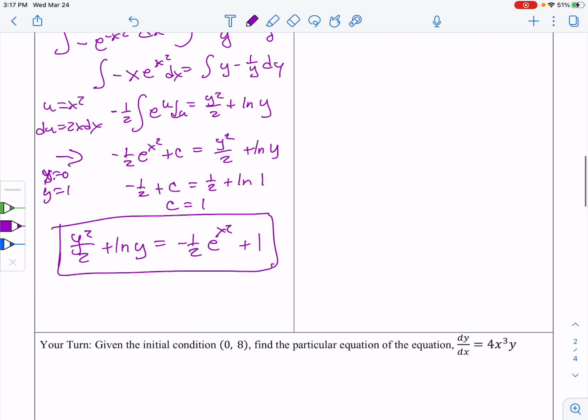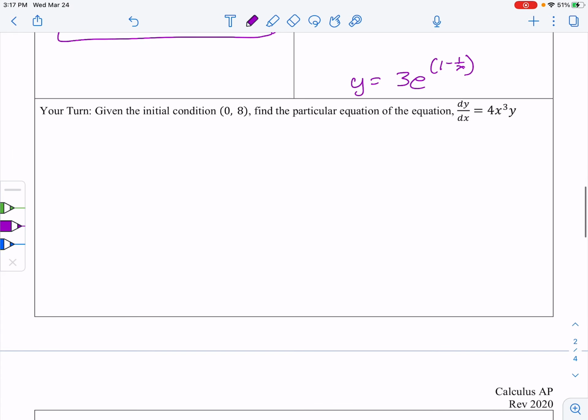This one, I'm going to give you the answer. So y is equal to 3e to the 1 minus 1 over x. This one I'll work. Okay? So I get 1 over y dy equals 4x cubed dx. Integrate. Natural log of y equals x to the 4th plus c.